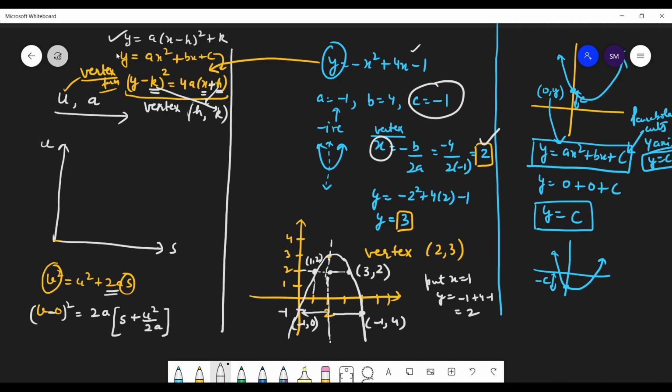Friends, this is actually your vertex form. You can forget this form. Just look at this form.